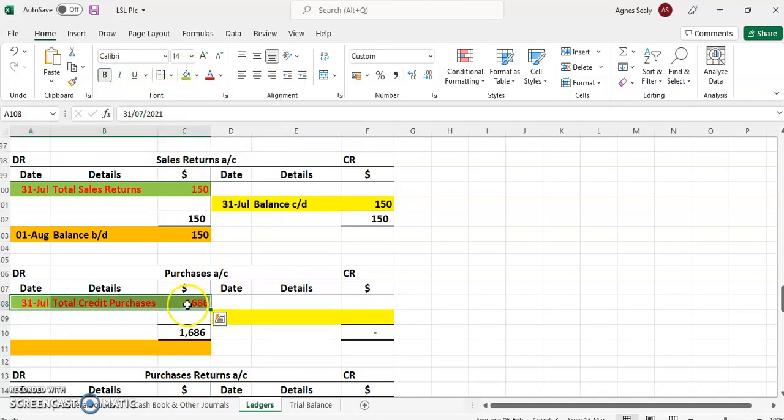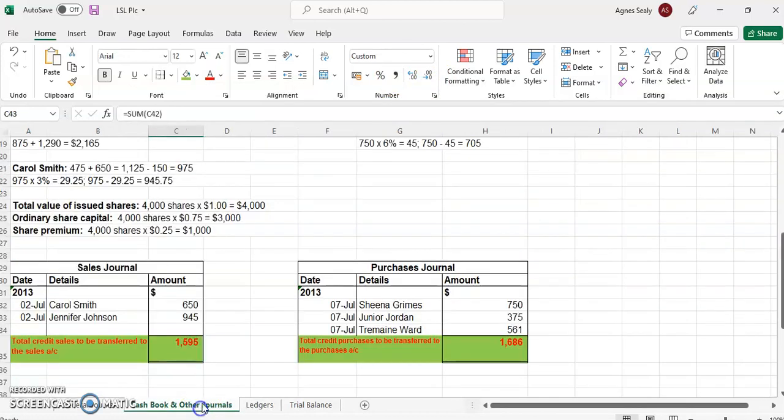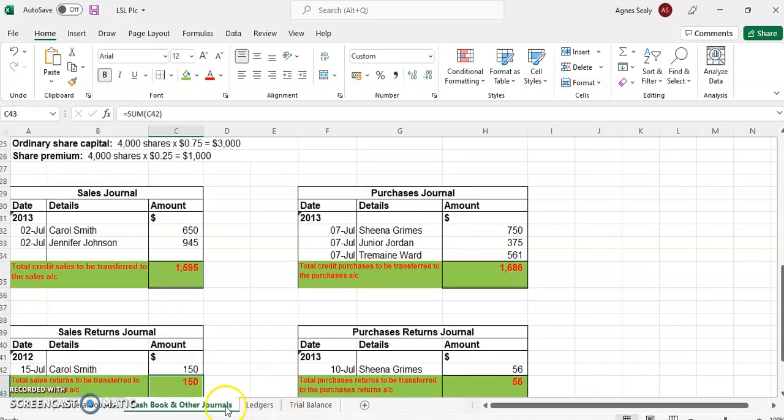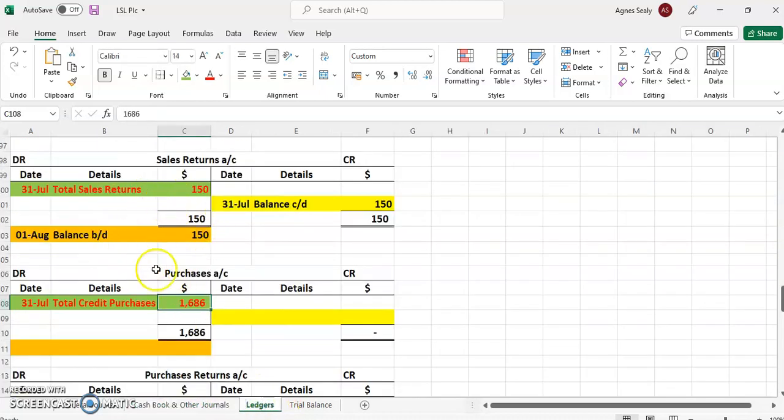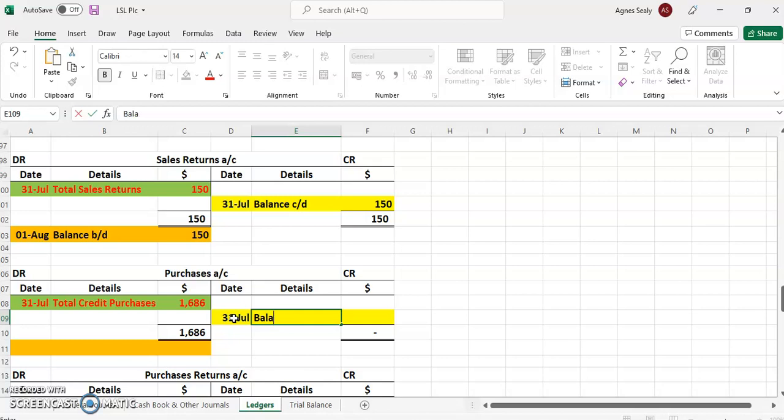So I highlighted in green to show that these are the totals that I pick up from the journal. The journal I have highlighted green and in red. So I do the same thing in the account to show that that's the total I picked up. So then on the 31st of July, the balance carried down 1,686.